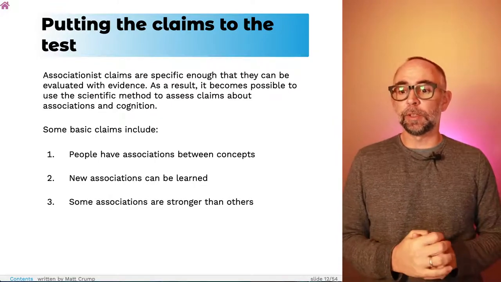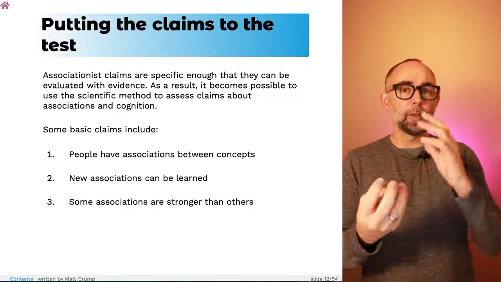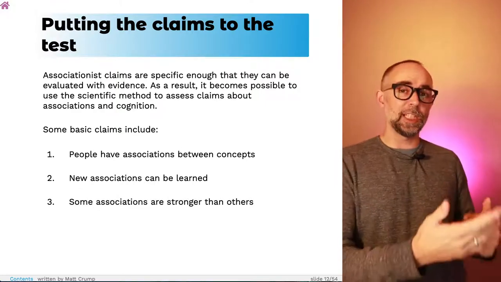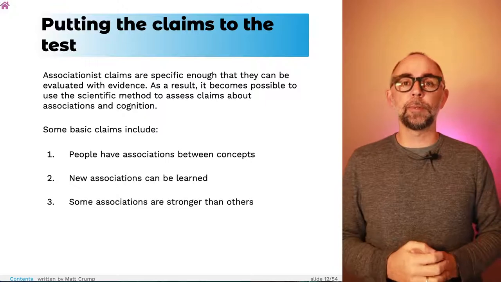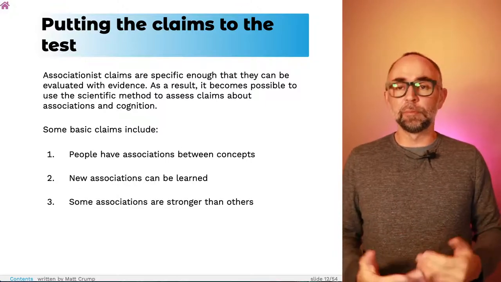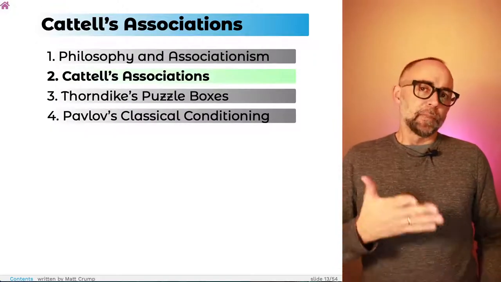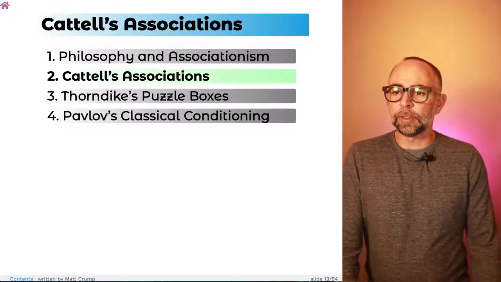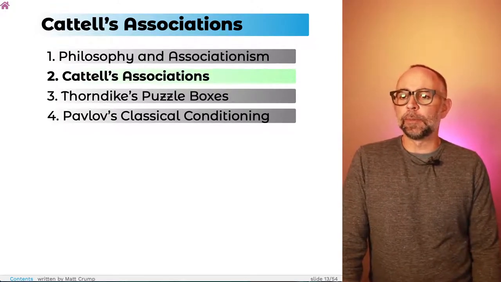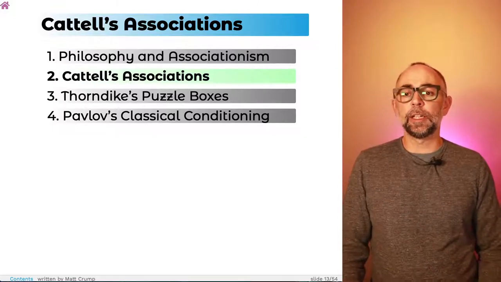times when you learned a new association, or an example where an association between one thing and another seems to be really strong compared to another one that doesn't seem as strong. So because you can bring up your own examples, you might think, well, I've got evidence that some of these claims seem pretty legit. Well, in, let's say, the early 1900s, gathering evidence for these kinds of basic claims was one of the tasks that experimental psychologists were setting for themselves.